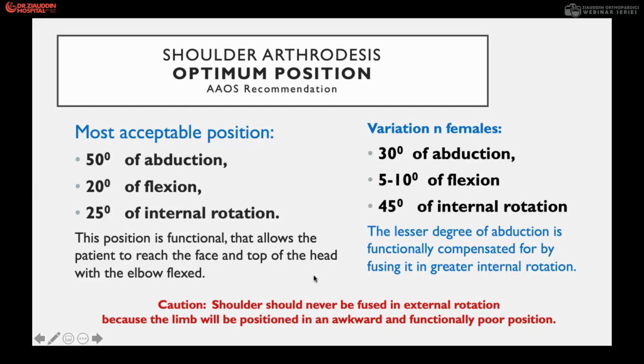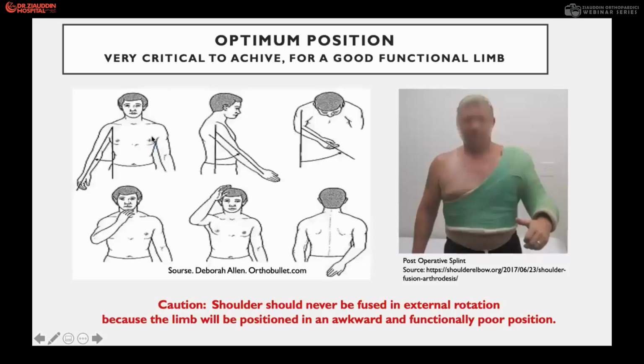There is a caution while you are doing the shoulder arthrodesis: the shoulder should never be fused in external rotation, because the limb will be positioned awkwardly and functionally poor results will follow. Here is the optimum position. With this optimum position, these gentlemen can do eating, reaching the face, combing, and cleaning of the back area.